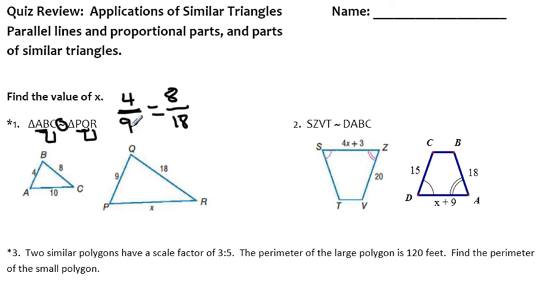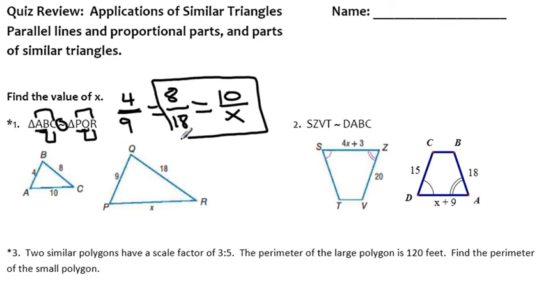And we still haven't gotten our variable into this proportion, so we want to add another set of ratios. And that would be AC, 10, over PR, x. 4 over 9 and 8 over 18 will reduce to the same thing, so we can use either one of those in order to solve our proportion. I'm going to use 8 over 18.